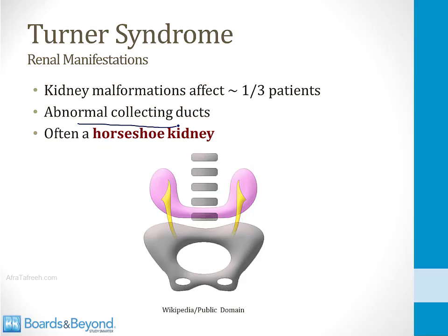However, children with Turner syndrome can also develop a horseshoe kidney, which is something they like to test on step 1 of the boards. This is a horseshoe kidney shown on the screen here. The lower poles of both kidneys are fused, and for this reason, the fused horseshoe kidney sits lower in the pelvis. I talk about horseshoe kidney in the renal section in the video on embryology.